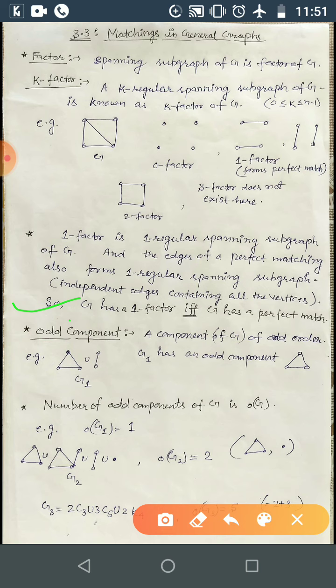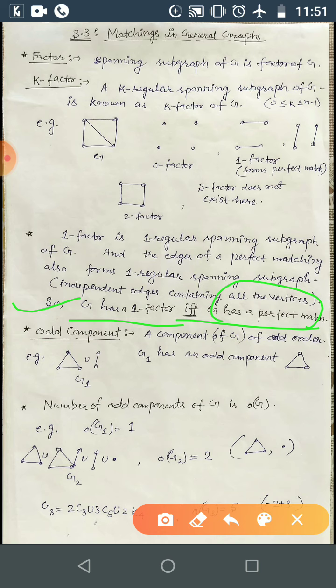So here I have listed it. G has a one factor if and only if G has a perfect matching, okay. And when G has a perfect matching, the necessary condition, I am saying only necessary condition, is that the order of G should be even, okay. So for one factor also the order of G should be even, okay.